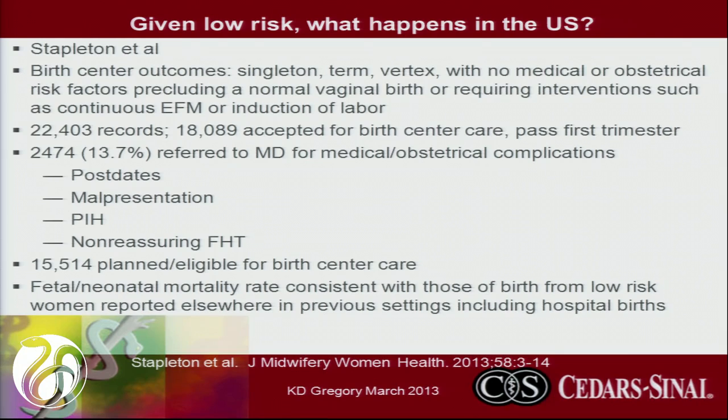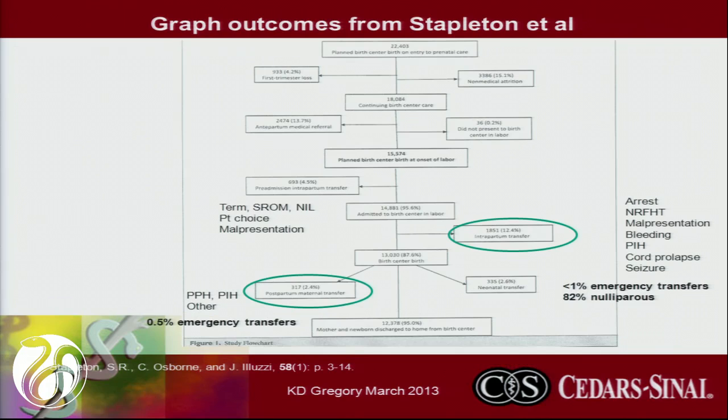And 15,000 were planned eligible for birth center care. And what they found ultimately is that the fetal and neonatal mortality rate was consistent with those of births from low-risk women reported elsewhere in previous settings, including hospital births. And again, segue from earlier, someone wanted to see the flow-through, and this is the most recent data of what happens if you plan to deliver at a birth center in the United States of America.